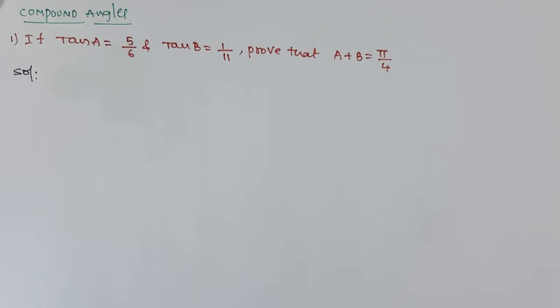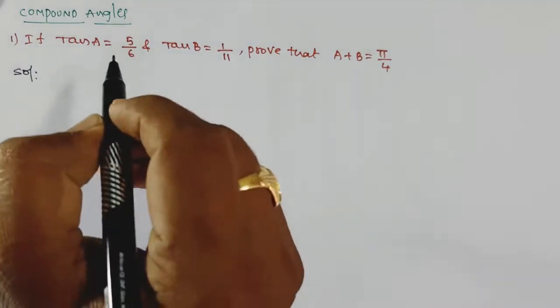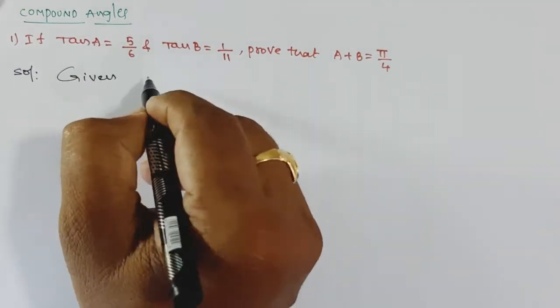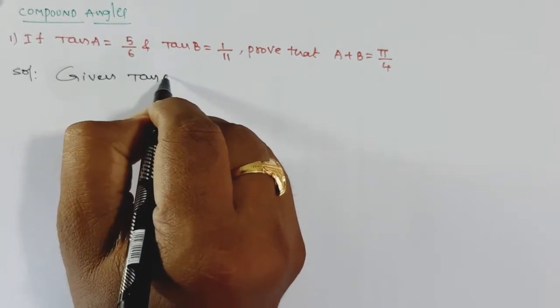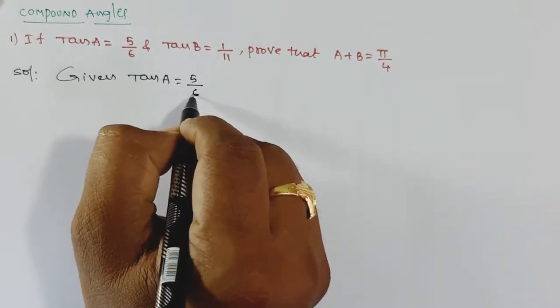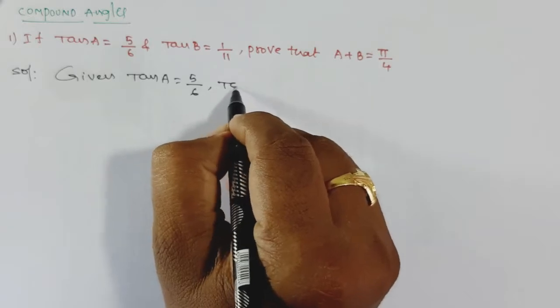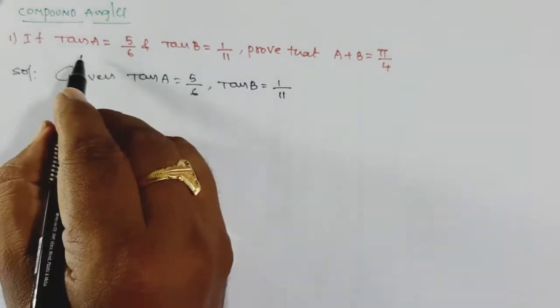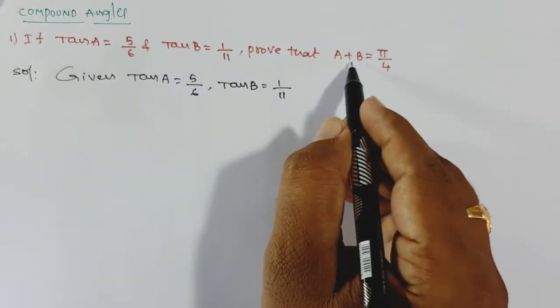Now we will discuss another concept in compound angles. They have given two functions, tan A equal to 5 by 6 and tan B equal to 1 by 11. First you have to write the given function. In the given problem, there are only tan functions. They ask to prove that the value of A plus B equals pi by 4.